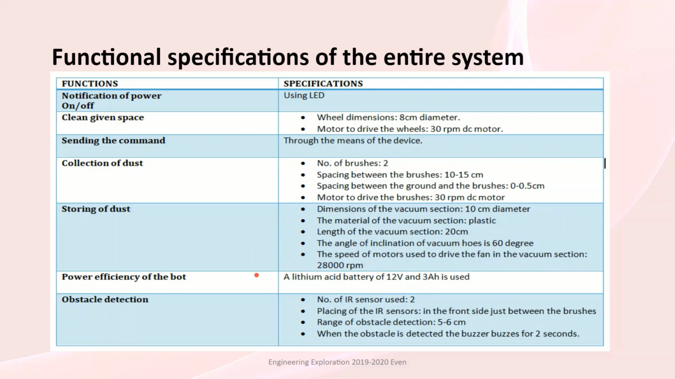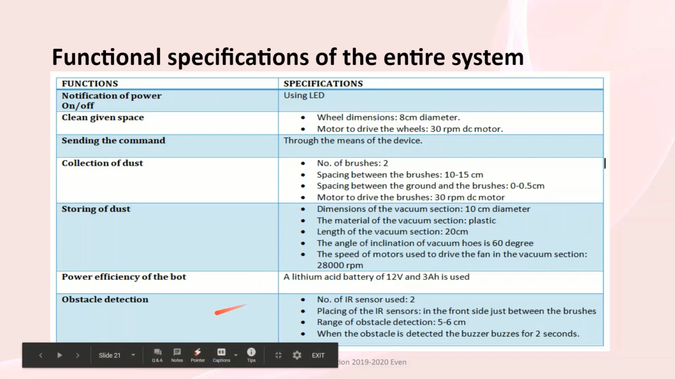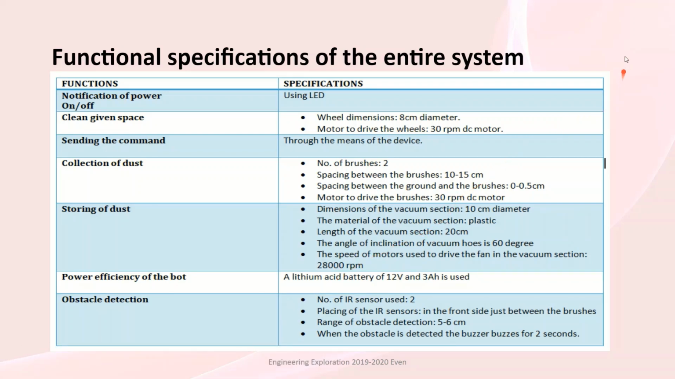Power efficiency: we are using a battery of 12 volt and 3 ampere hour. Obstacle detection is done with the help of IR sensor. These are the specifications of the IR sensor, and when an obstacle is detected, the buzzer will buzz for 2 seconds. The next part will be continued by my teammate.